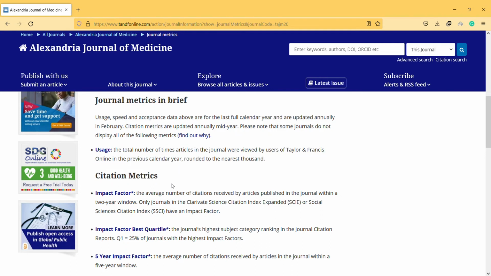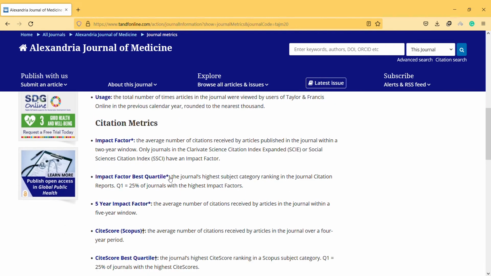Impact factor, so citation metrics: the average number of citations received by articles published in the journal within a 2-year window. Only journals in the SCI or Social Science Citation Index have an impact factor. So it is important to understand that it is within a 2-year window, and new journals can't have an impact factor. They have to wait for 2 years, and then they will have an impact factor.